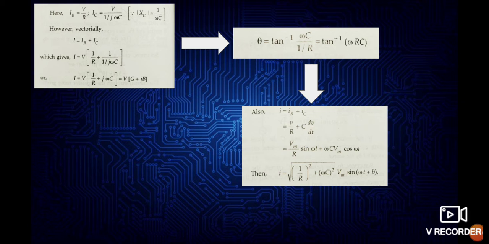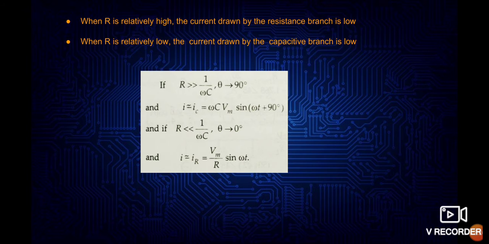Also I will be equal to IR plus IC. So the total current for the parallel RC circuit is root over of (1 by R) whole square plus (omega C) square, into Vm sin(omega t plus theta). When R is relatively high, the current drawn by the resistance branch is low, as you can see in the equation, and when R is relatively low, the current drawn by the capacitive branch is low.